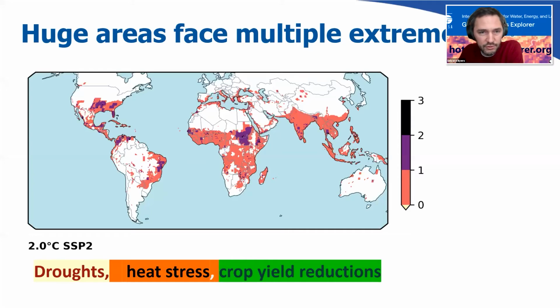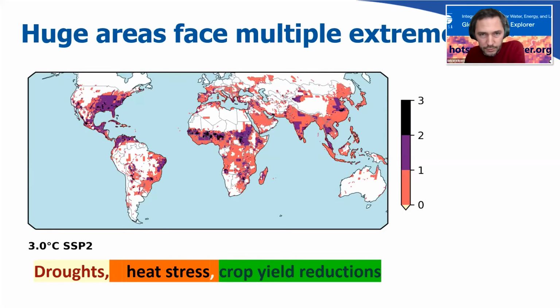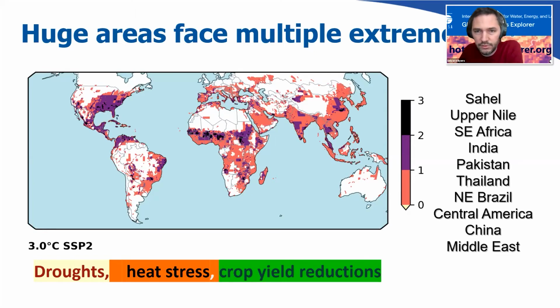But there are also more locations now facing these challenges with 2 indicators. So for example, Northeast Brazil, around the Upper Nile Basin. And then at 3 degrees, these areas are getting larger and more people impacted by 3 of these critical indicators. And I think these 3 indicators are particularly important for some of the most vulnerable people, especially living in rural areas or farmers, for example. And these are some of the regions and countries most impacted by these 3 specific indicators.